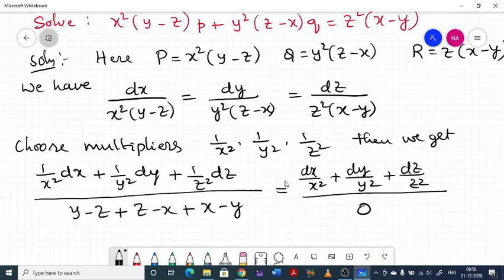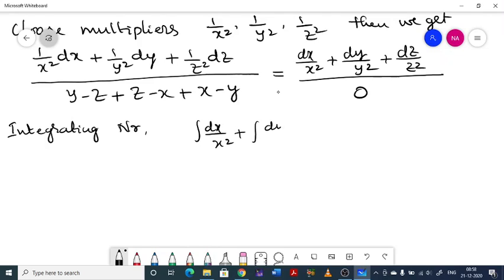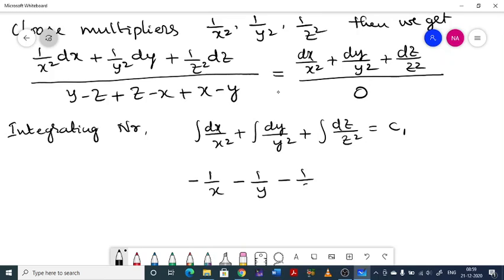Now integrating numerator, I'll get integral dx by x square plus integral dy by y square plus integral dz by z square equal to constant. Let us write c1. We don't get log here. So integral of 1 by x square is minus 1 by x. Minus 1 by x minus 1 by y minus 1 by z equal to c1.